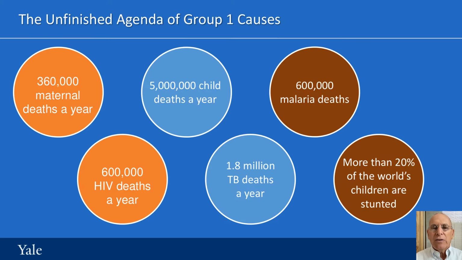The main thing I want to say about the unfinished agenda of Group 1 causes is that we know what to do, but to a large extent have failed to do it well, particularly in the poorest countries and particularly with respect to helping the poorest people in the world to enhance their own health and well-being.